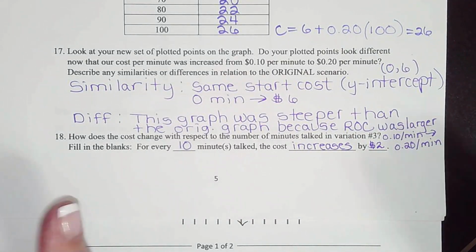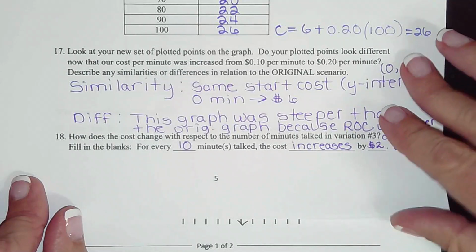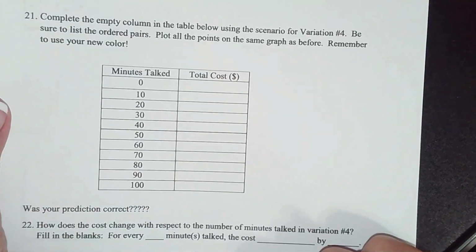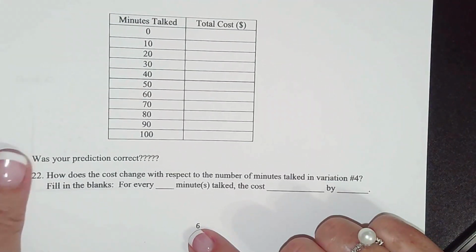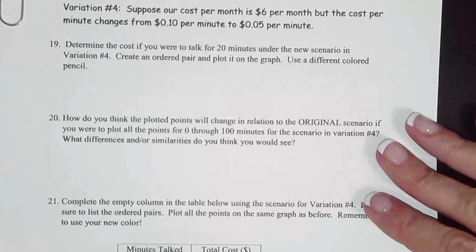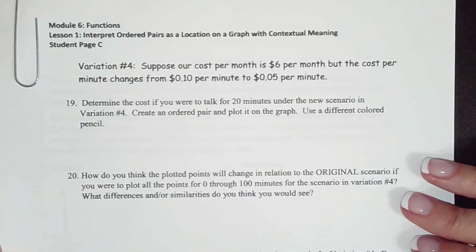Okay, we're down to our last page of Module 2, the final variation. This is the last page of this video and the last page of this lesson. It's page 6, student, module 6, lesson 1, student page C, page 6, but it's actually the 10th page of the packet. So on the videos, I labeled it as page 10, 8 to 10. Okay, here we go. Last one.